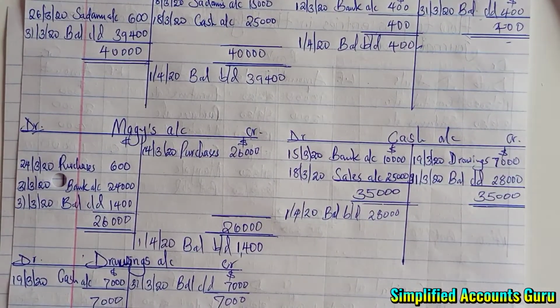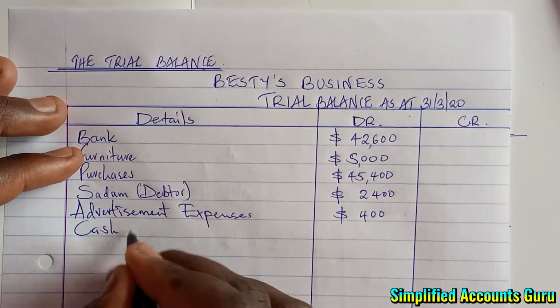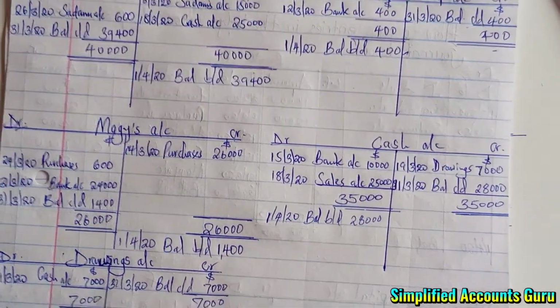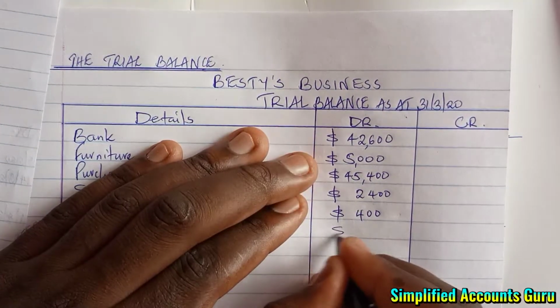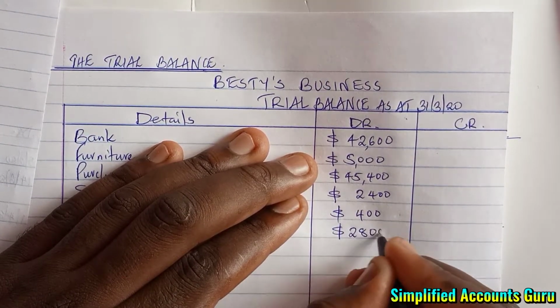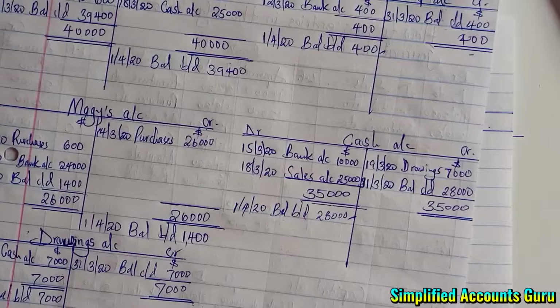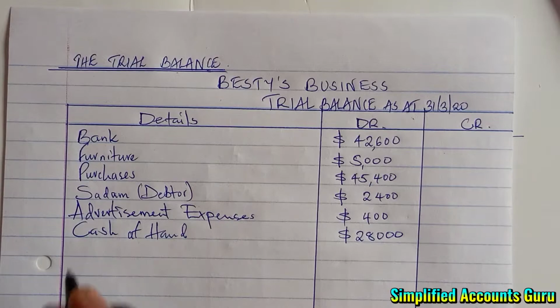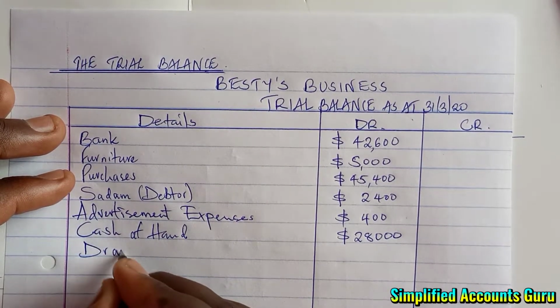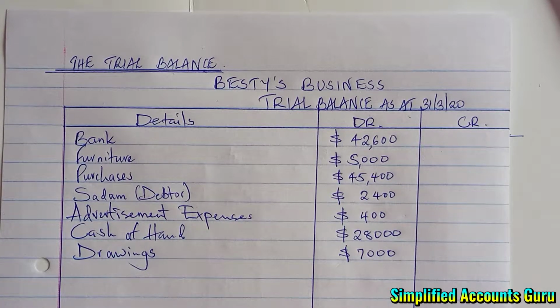Now we need to go to the cash account. Cash at hand will be, the amount is $28,000. The other one is drawings. So you can also have drawings here. This one will affect capital, amounting to $7,000.